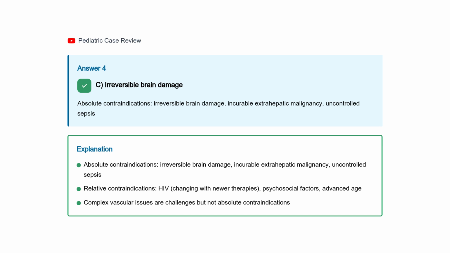Absolute contraindications for liver transplantation include irreversible brain damage, incurable extrahepatic malignancy, and uncontrolled sepsis. Relative contraindications include human immunodeficiency virus infection, which is changing with newer therapies, psychosocial factors, and advanced age. Complex vascular issues present technical challenges but are not considered absolute contraindications.